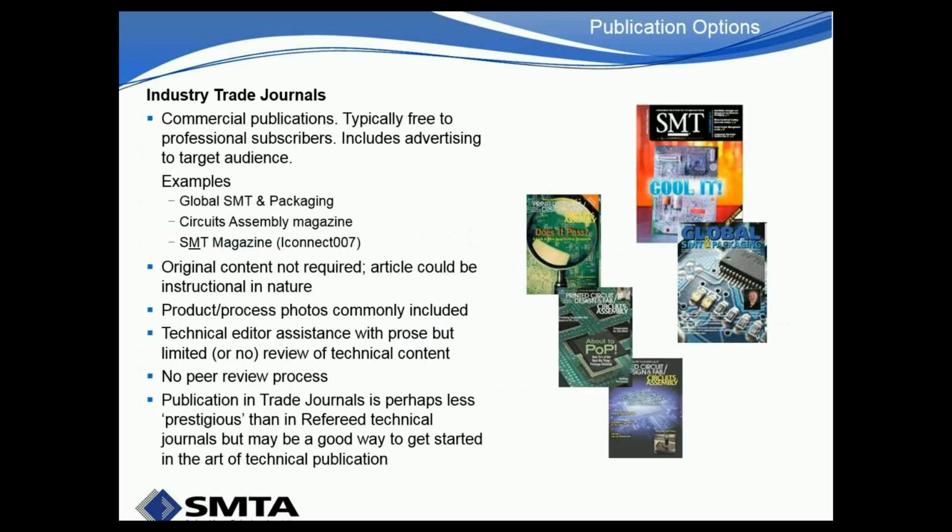Next, you can choose to publish within an industry trade journal. These are commercial publications, and they're typically free to professional subscribers. Examples can include Global SMTA Packaging, Circuits Assembly Magazine, or Interconnect 007. Original content is not required for these formats and are often reproduced from industry, conference material, or other literature. Technical editor assistance is limited, and much of the content relies solely on the published author group.